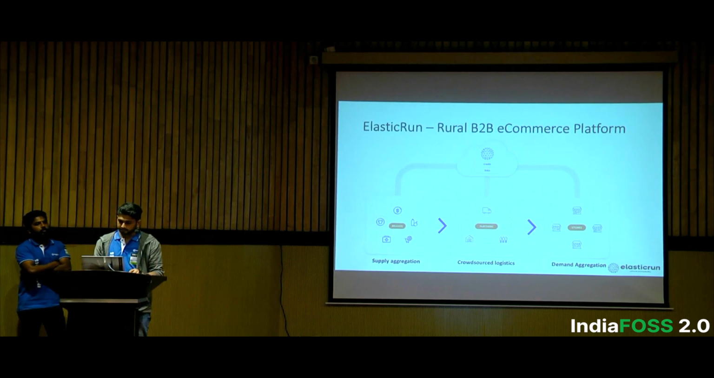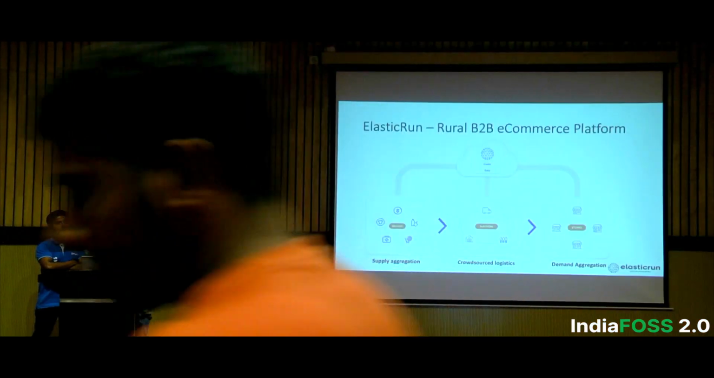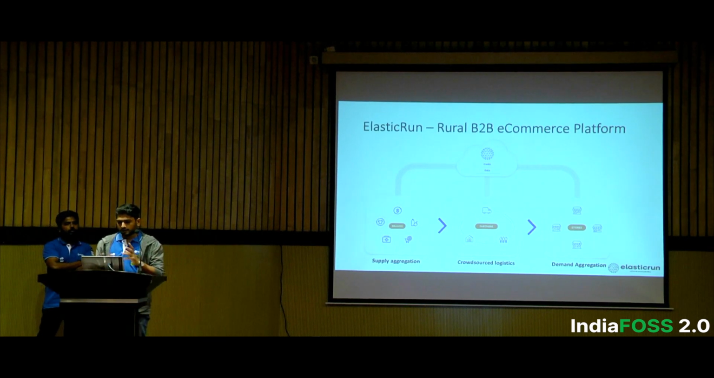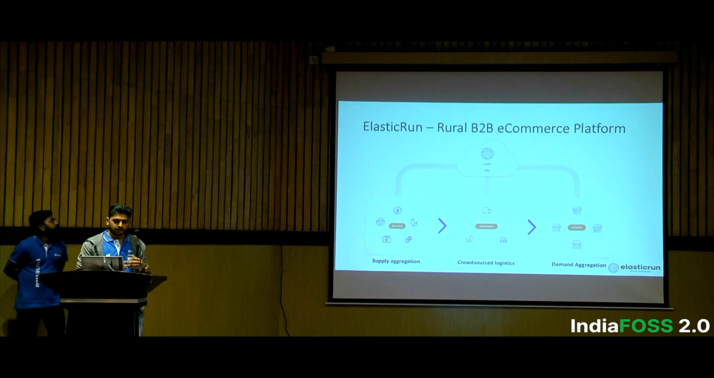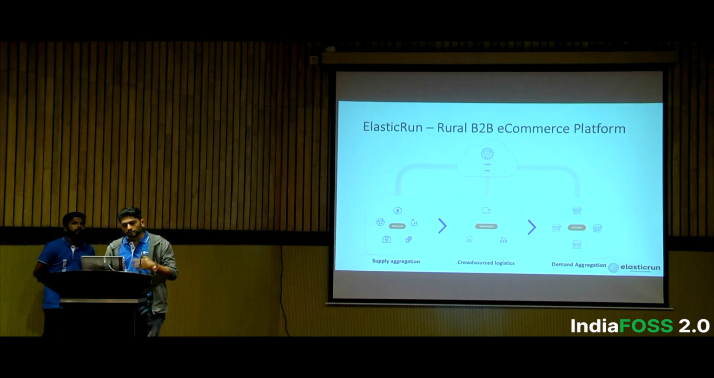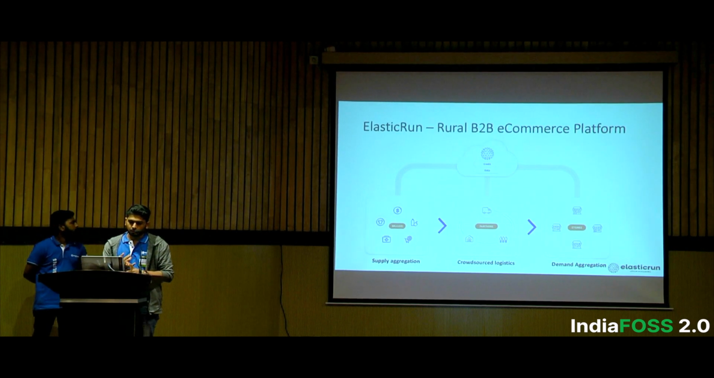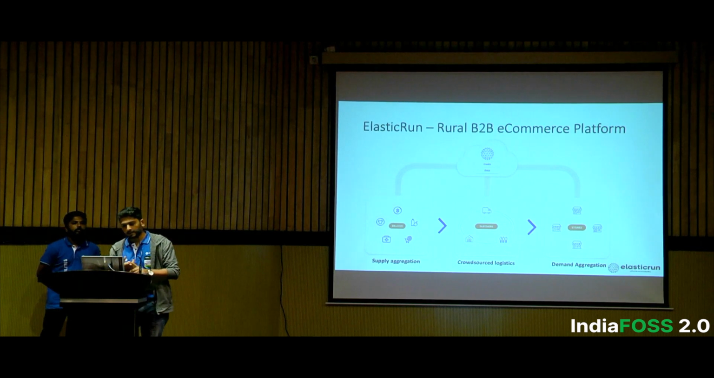So how do we do it? We have aggregated the supply side by onboarding brands, B2C e-commerce companies, financial institutions, etc. On the demand side, we have a storefront app which is used by our customers to place an order, and we have a Salesforce app as well, which is used by our sales partners to generate the demand. To fulfill this demand, we have a crowdsourced logistics platform where we onboard thousands of partners across India, like warehouse partners, vehicle owners, delivery partners, sales partners, etc.